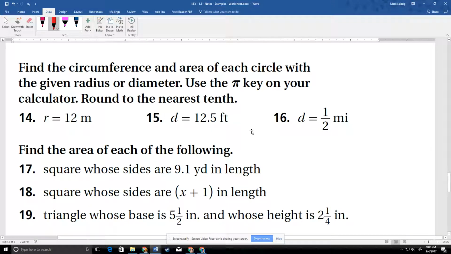All right, so here we go. And the next part, part two, it says find the circumference and area of each. Use the pi key on your calculator. Again, depending on the answer, we'll use the pi key if we need to, if it's a decimal, but if it's not, we won't.